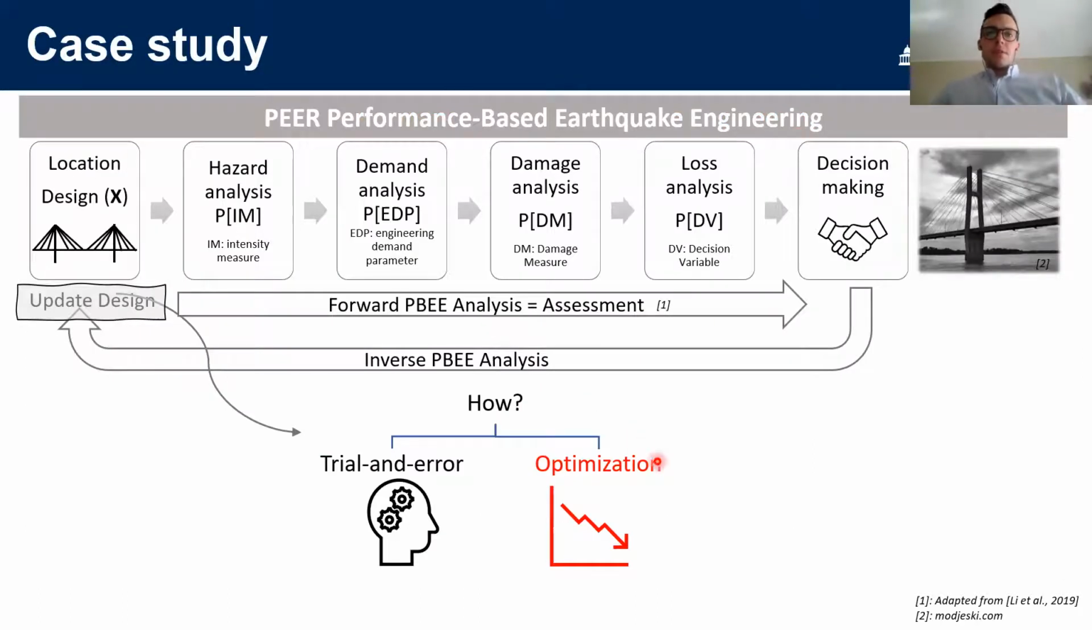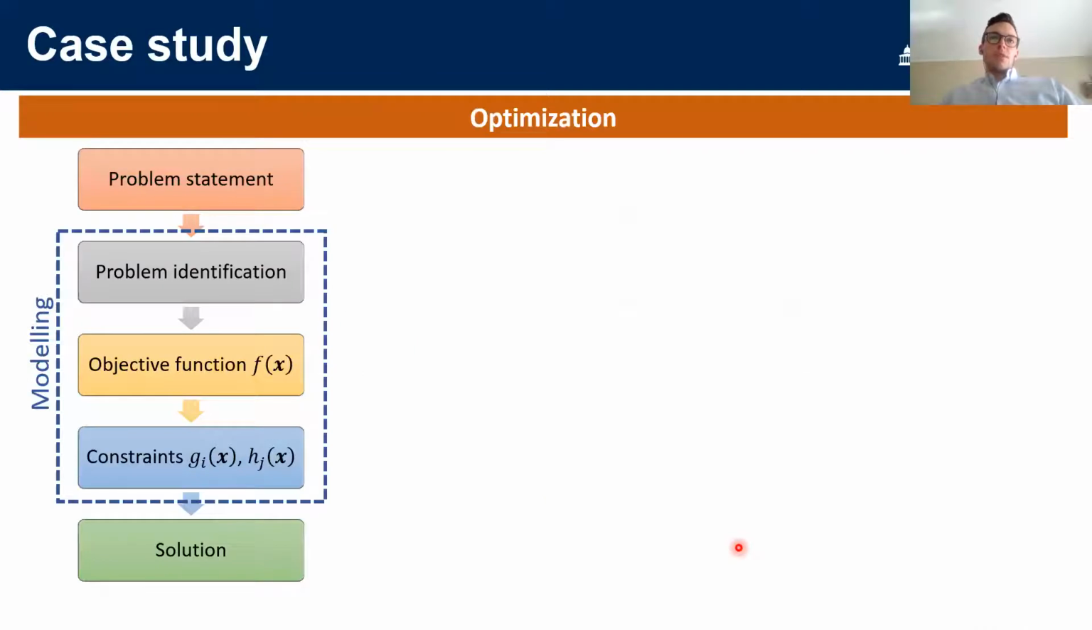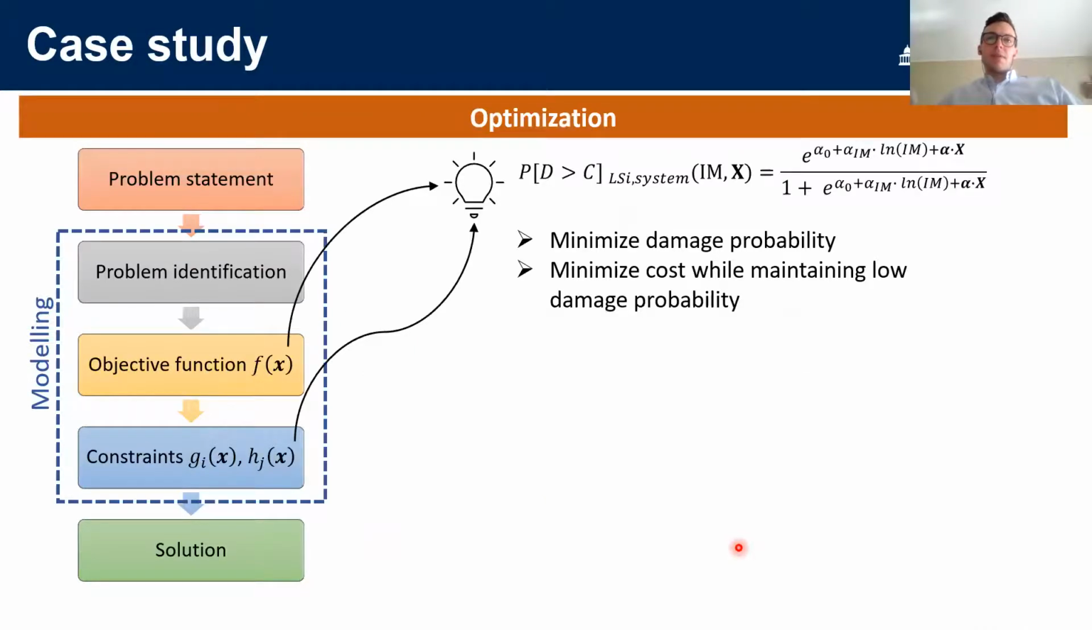The second part I want to show you is how to use these parameterized fragility functions for optimization. As we discussed earlier, this might be done by using these parameterized fragility functions either to define the objective function of the problem or the constraint. And by doing that, we can either minimize the probability of damage or, for example, minimize the cost while maintaining an acceptable level of damage probability.